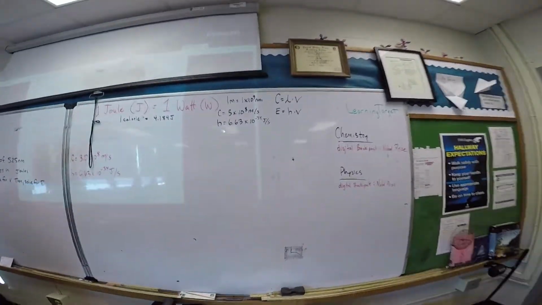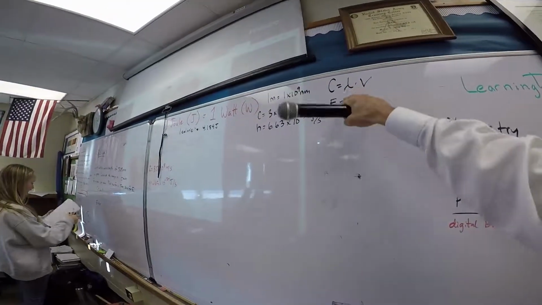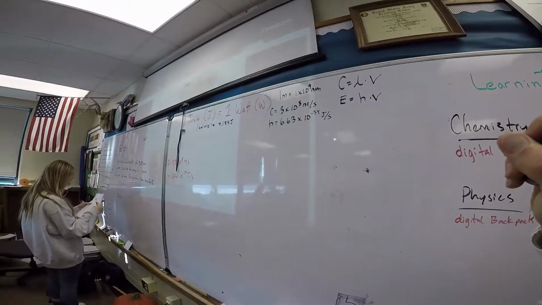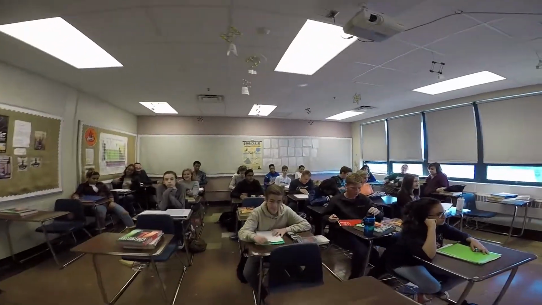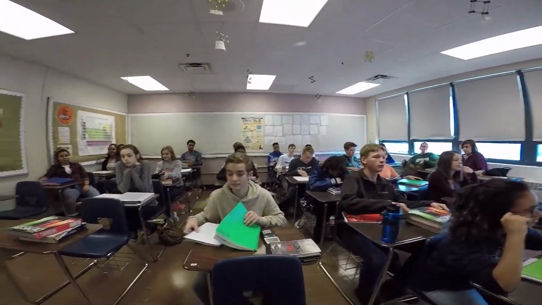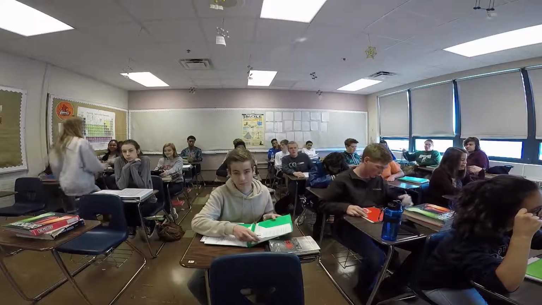Now, I will give you these equations on the quiz. I will also give you the constants. Speed of light, Planck's constant. What's the significance of the speed of light and Planck's constant? They're both in what?